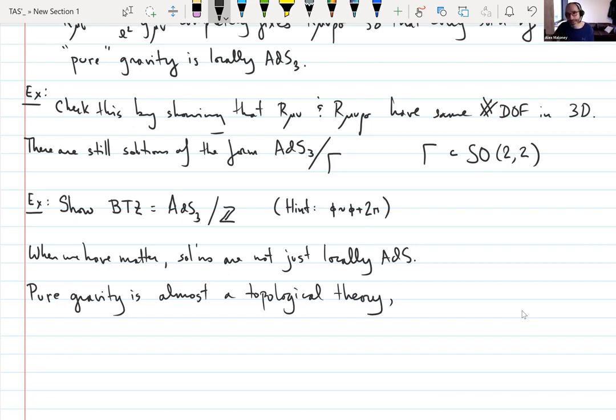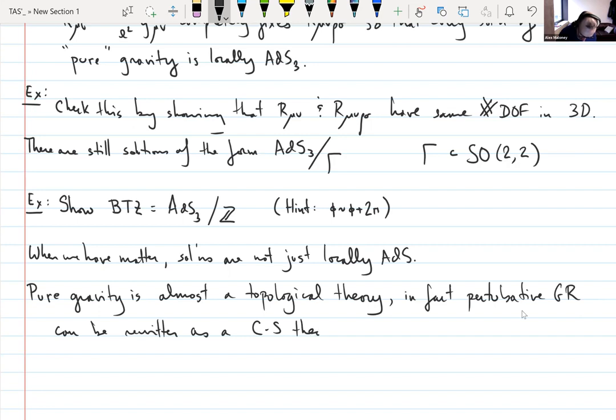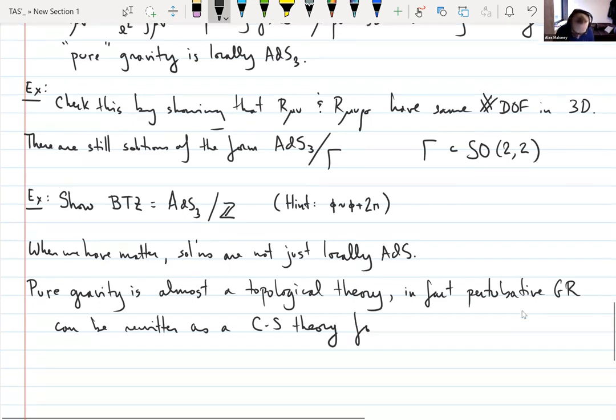Whereas impure gravity, gravity coupled to matter, is not. And in fact, there is a very famous and classical result, which is that at the level of perturbative general relativity in 2 + 1 dimensions, it can be rewritten as a Chern-Simons theory. And what is the gauge group of that Chern-Simons theory? Well, it's the isometry group.